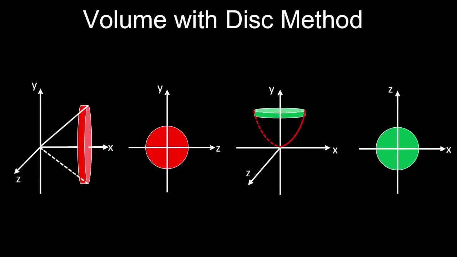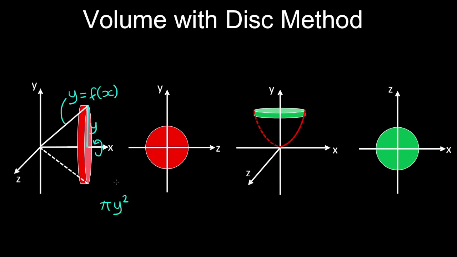We can use the disk method to find the volume of solids of revolution, and these solids are formed by spinning a two-dimensional section, in this case a triangle, about an axis. So in general, if we have some curve defined by y equals f of x, then the radius of this disk is y, and therefore the area of the disk is pi times the radius squared.